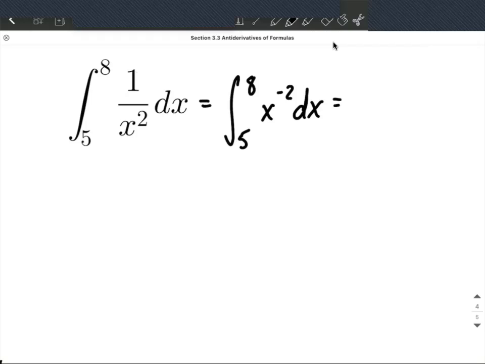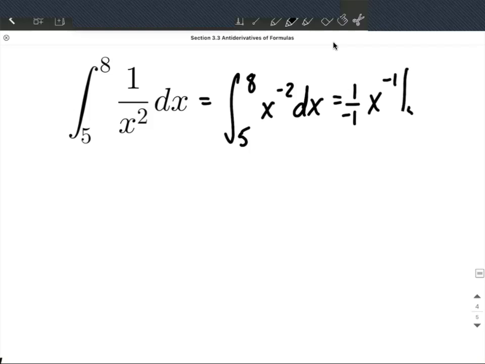And in doing so, what we can do is now use our power rule. So we're going to go ahead and increase the exponent by 1. So negative 2 plus 1 makes negative 1. And then typically we think of this as divide by that new exponent. So I'm going to initially put this as 1 divided by negative 1, which we can simplify down in just a second. All right, so we've taken the antiderivative.